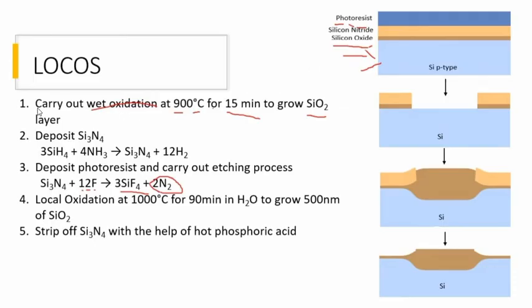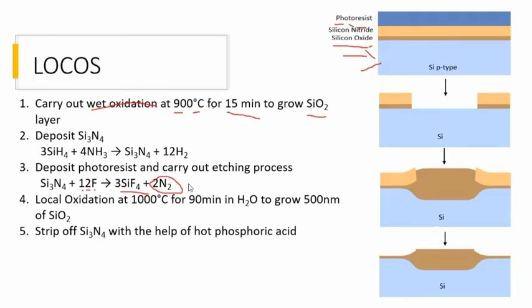And we can see the process is carried out by wet oxidation at 900 degrees Celsius for 15 minutes to grow the silicon oxide layer. This is for pad oxidation, 900 degrees for 15 minutes, for growing the silicon pad oxide. And over that we will be depositing the silicon nitride, using this formula to form silicon nitride, Si₃N₄.